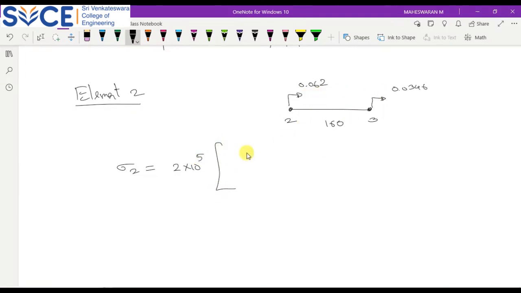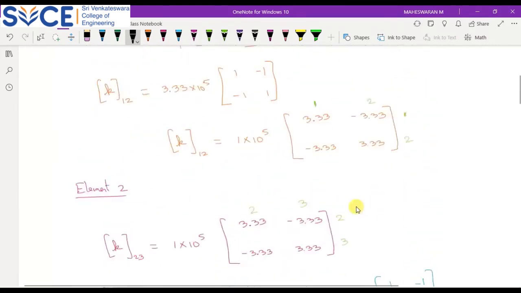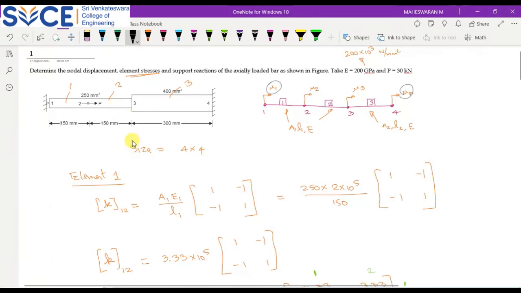And the difference in these two, of course, when I consider U3 and U2, we will substitute accordingly. So U3 is 0.0346 minus 0.062 divided by 150, right? So what is the value you are getting? Minus 36.5 Newton per mm square. You will get a negative value here, indicating that this is a compressive loading. So you have a compressive stress. Previously a positive value indicates a tensile one. So here you have a compressive stress, right?